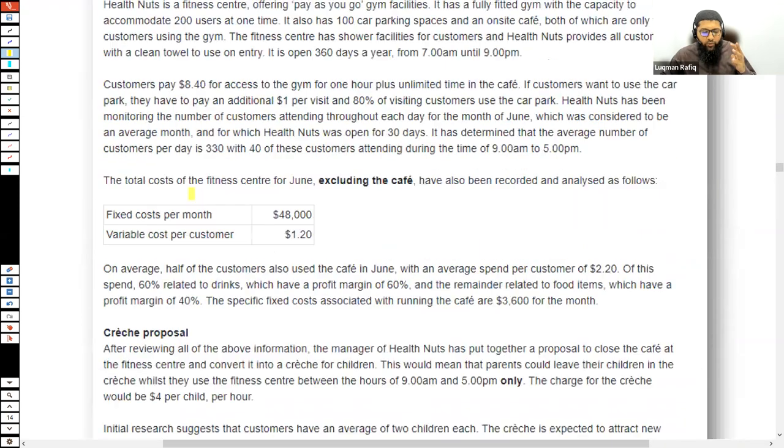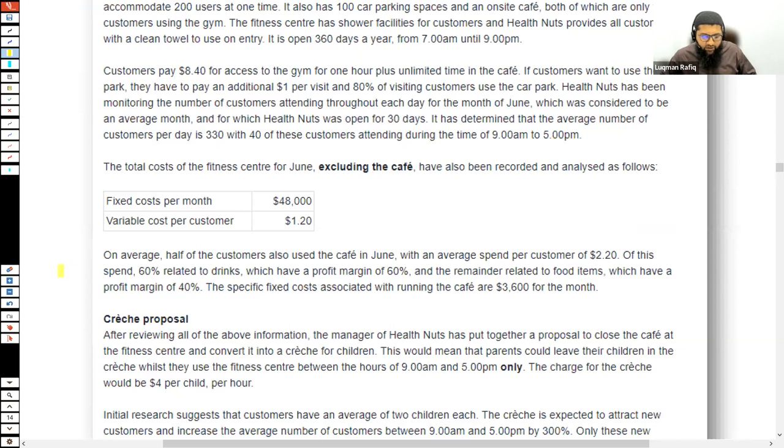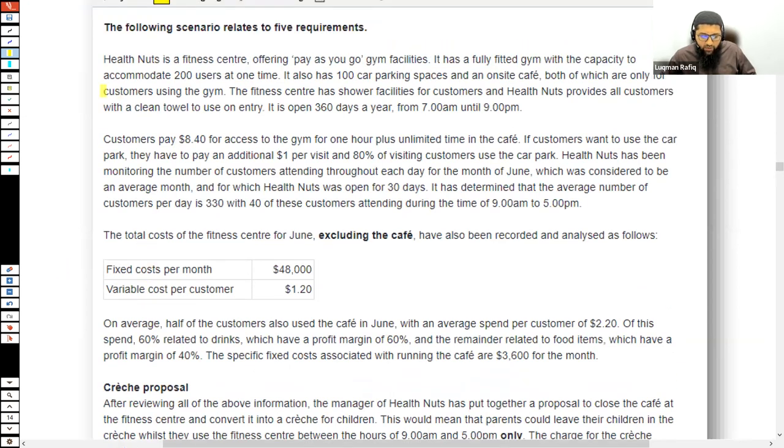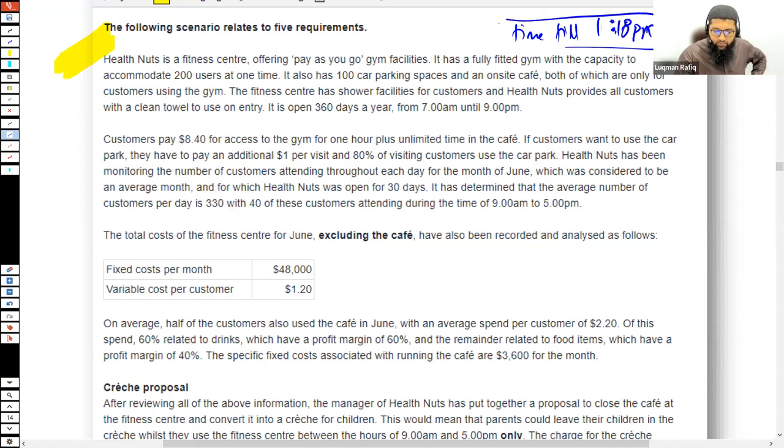What I would want you people to do is take 5-6 minutes. It's basically this first part of the question which you have to do. The time right now is 12 past 1, so I'm giving you 5 minutes. You've got time till 1:18 p.m. to cover it up. So I'm giving you 5-6 minutes to try to calculate break-even.